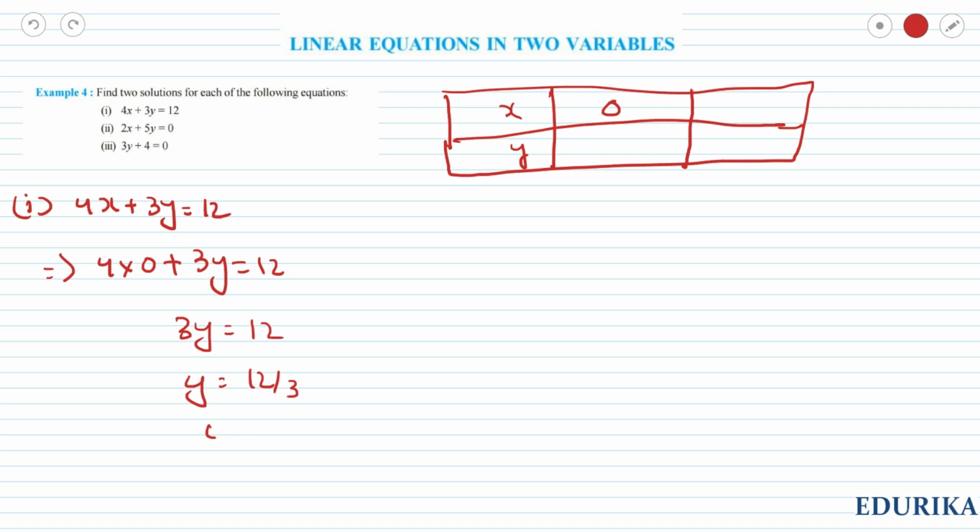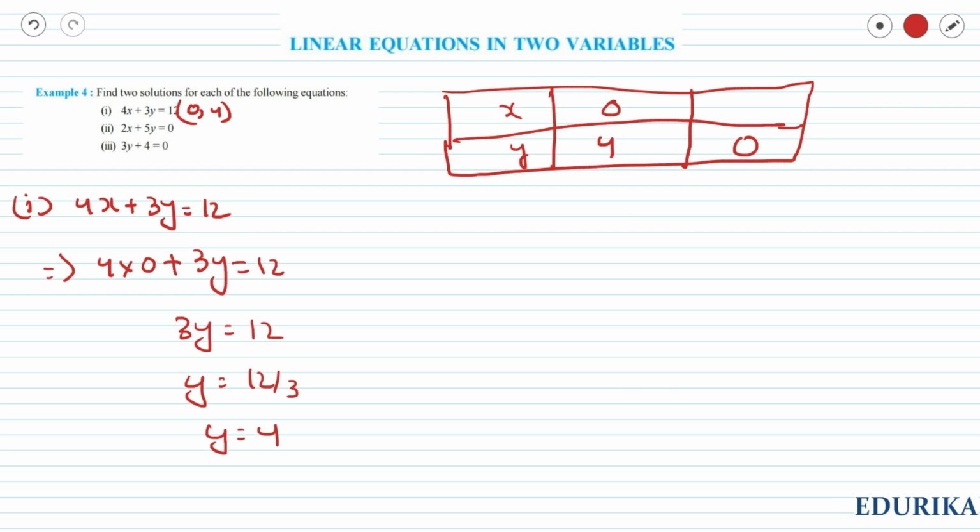And the value of y is what? It is 4. Fine, 4. So the first solution is 0 comma 4, right? 0 comma 4. Next, now let's put the value of y to be 0.